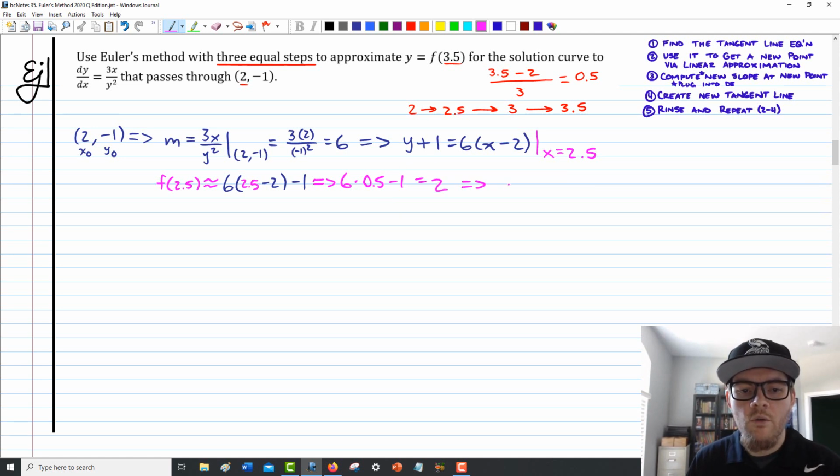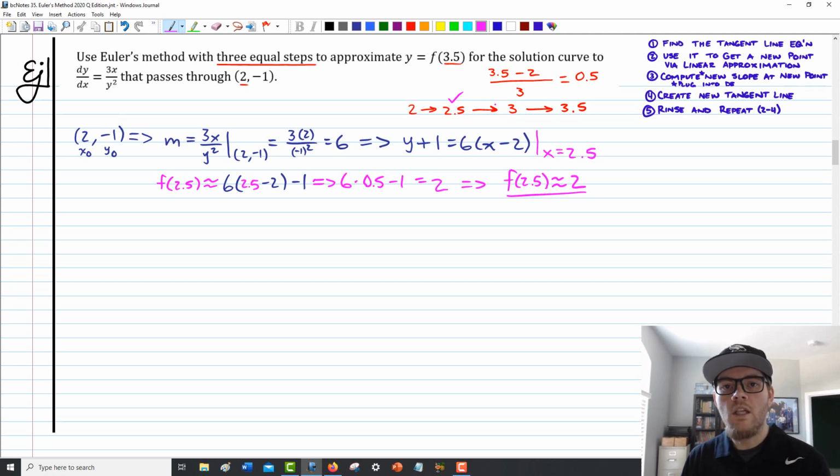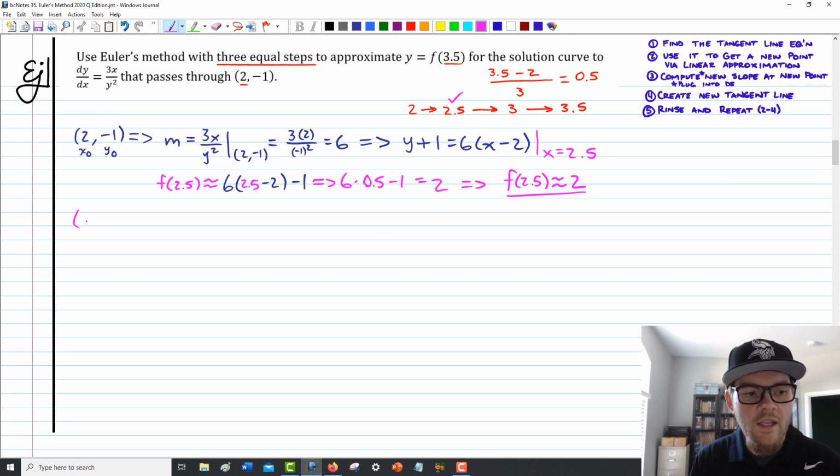So that gives us our new approximate y value. So f of 2.5 is approximately 2. So there's our first step. We are here in our little process. Now that we have it, we can move down and do our second iteration.